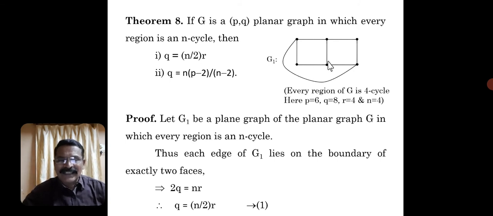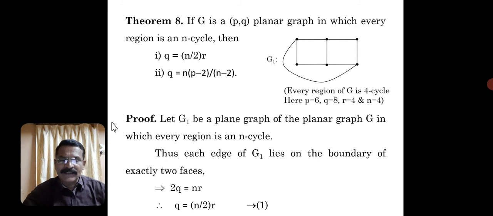So each edge of G1 lies on the boundary of exactly 2 faces. If you observe any edge, it is lying on exactly 2 faces. So these are the 2 faces for this edge. If you consider this edge, it is on this face as well as the exterior face. Like that, if you consider this edge, it is on this face as well as the exterior face. So every edge lies on the boundary of exactly 2 faces.